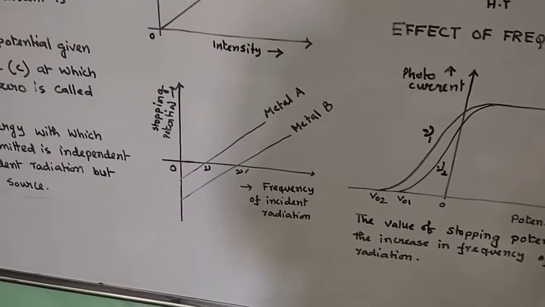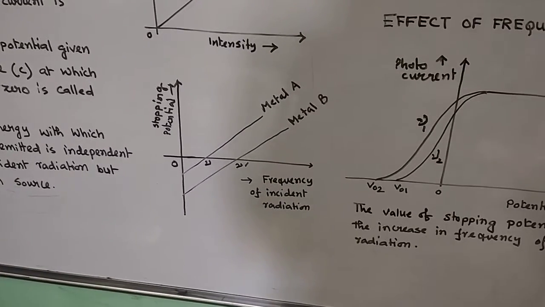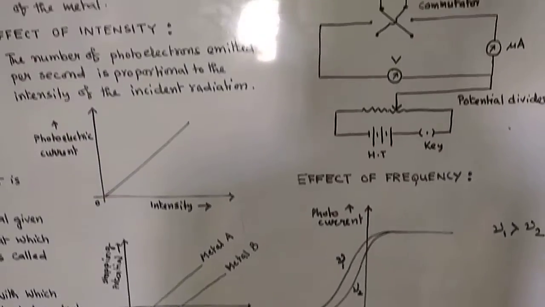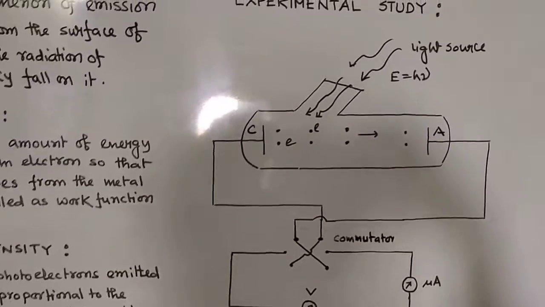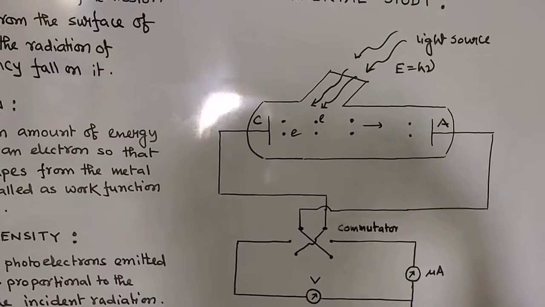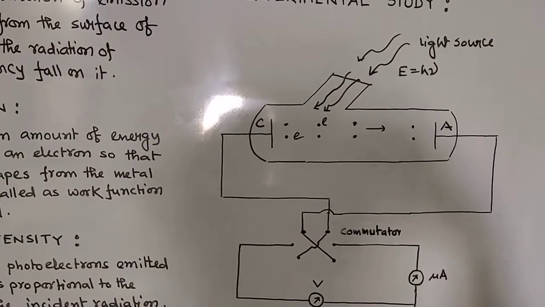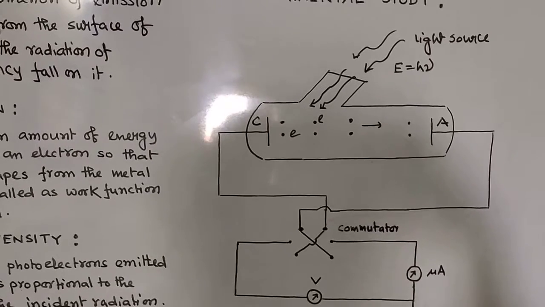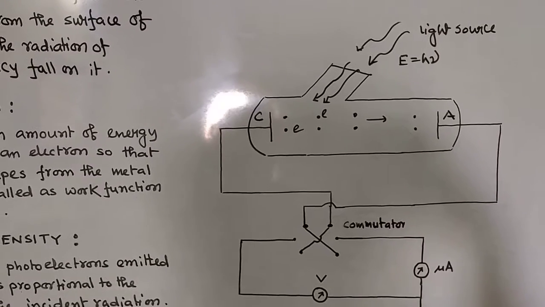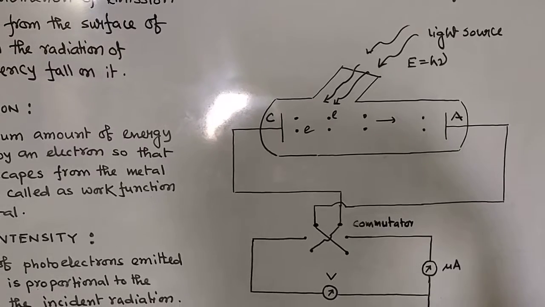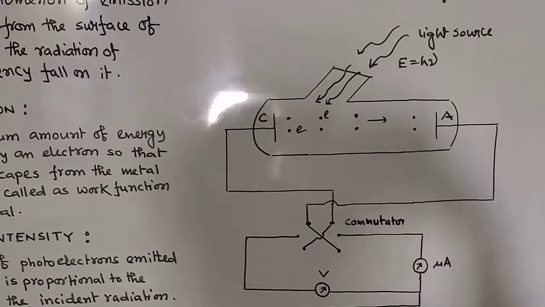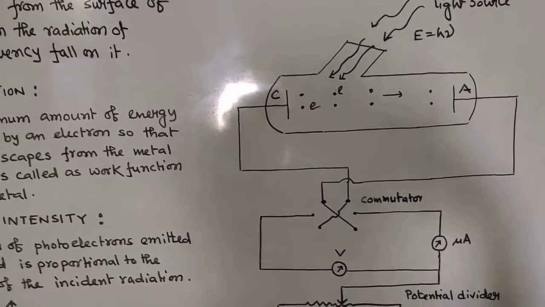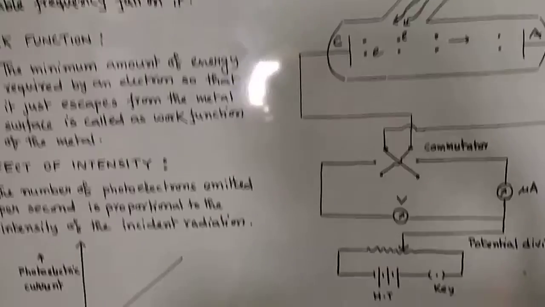Now the next graph which we try to define here is stopping potential versus frequency of incident radiation. We have seen that there must be a minimum frequency of the incident light below which there will be no photoelectric current, and that frequency is known as the threshold frequency. Corresponding to that frequency the light has a specific energy, and that energy must be more than the work function of the specific metal placed at C. Then a photoelectric current will be there.